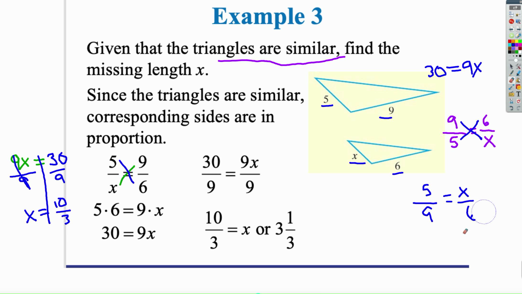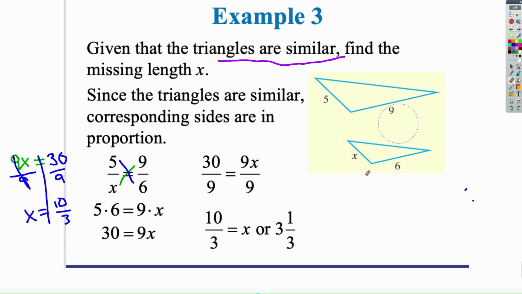What you have to be careful with when you're setting up the proportion though, is just making sure that you're keeping it in the same order. So what I would not want to do is say 5 over x equals 6 over 9. That wouldn't work because notice the 5, I started with the top triangle over bottom triangle. So this should be top over bottom, so that would need to be flipped. Practice definitely helps with these, so when you're doing your homework.